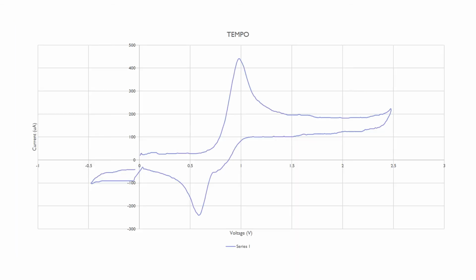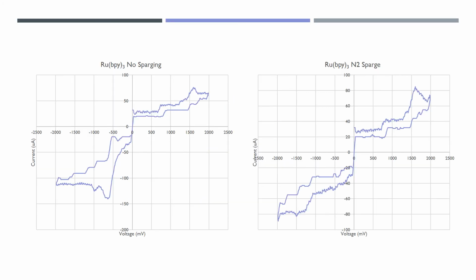So this is the resulting CV of the Tempo test. The current was swept anodically, which produced a peak indicating oxidation around 1 volt, and the reverse cathodic trace shows a peak indicating reduction around 0.6 volts. The results of the ruthenium catalyst show that there are significant differences between the sparged and the unsparged solutions, indicating that future experiments should be done after bubbling through with nitrogen.